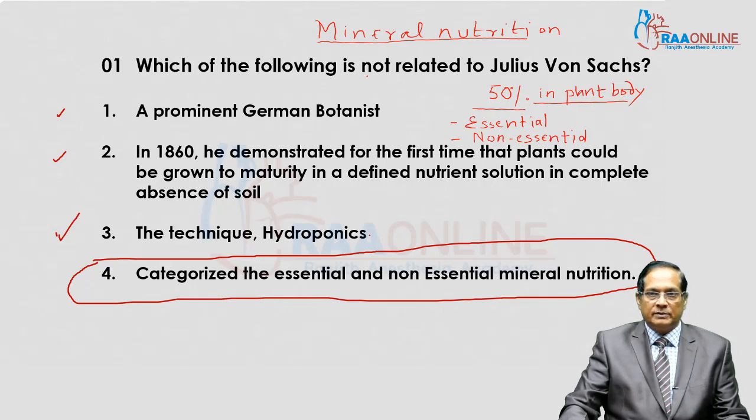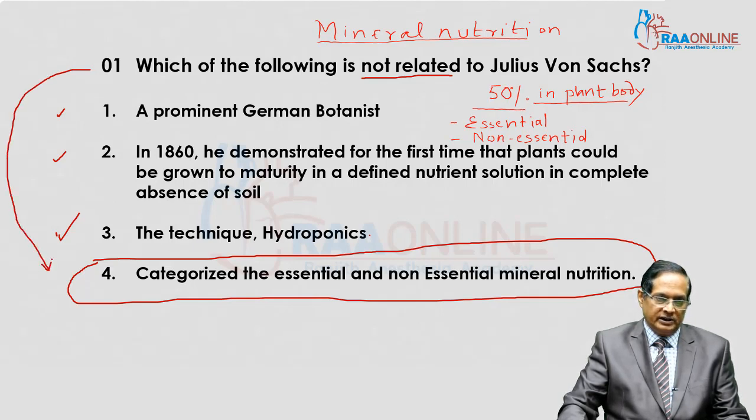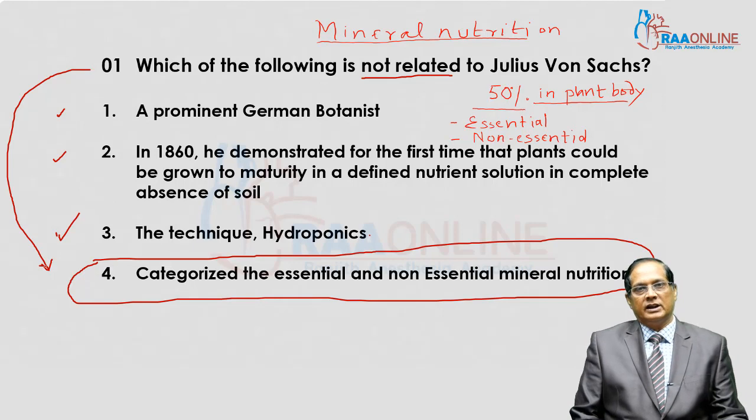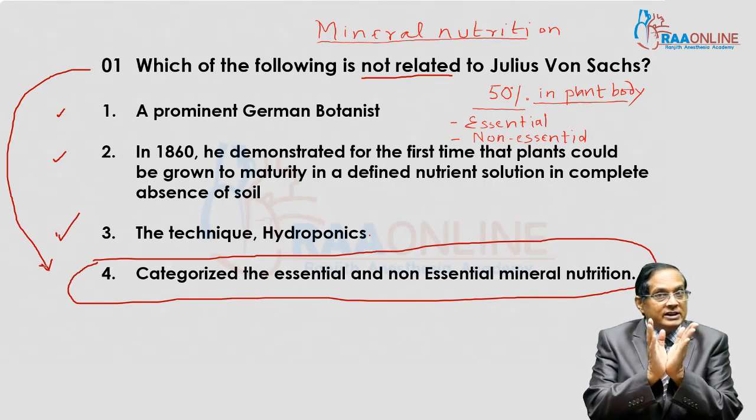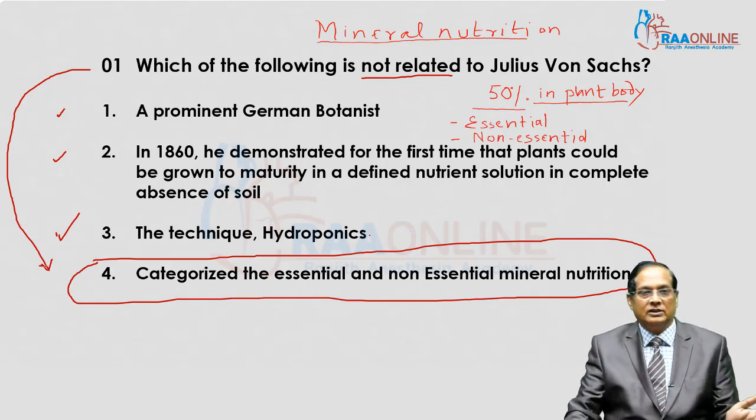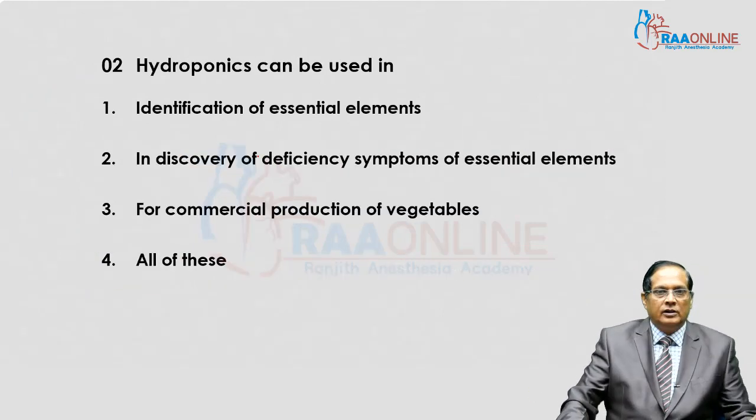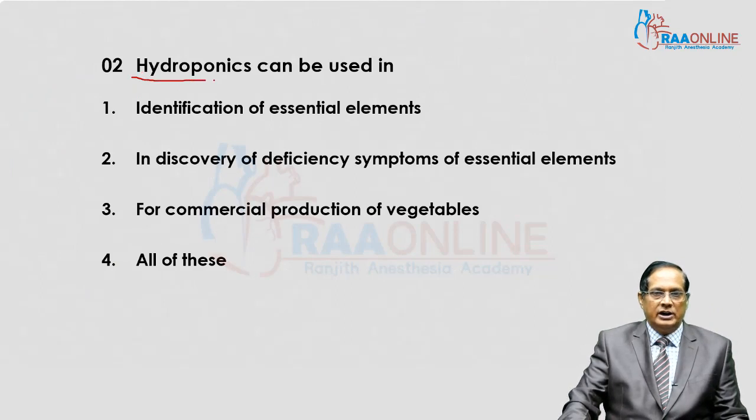The question says which of the following is not related. In that case, the last one is not related. He said that plants require certain minerals for their growth and development, but he didn't classify them as essential and non-essential. What is hydroponics? Hydroponics is soilless culture, soilless growth.